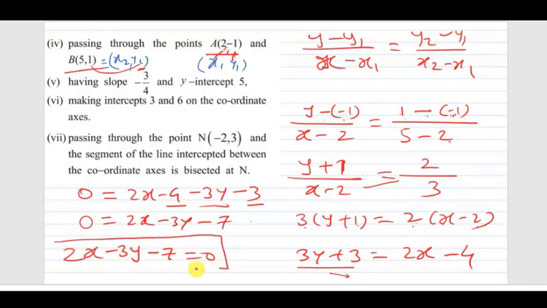This is the equation of the line which is passing through these 2 points that we have found by using the two-point form of the equation of the line, right? So have a note.